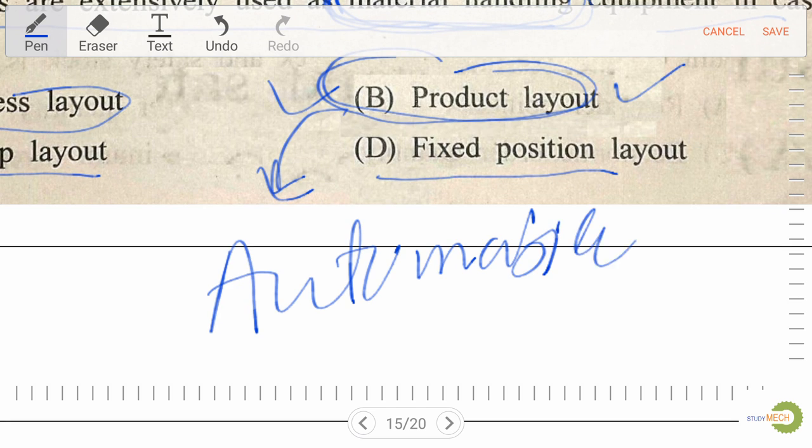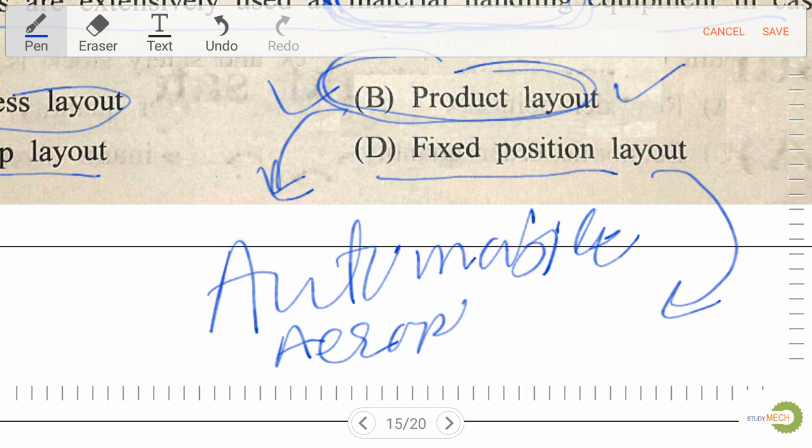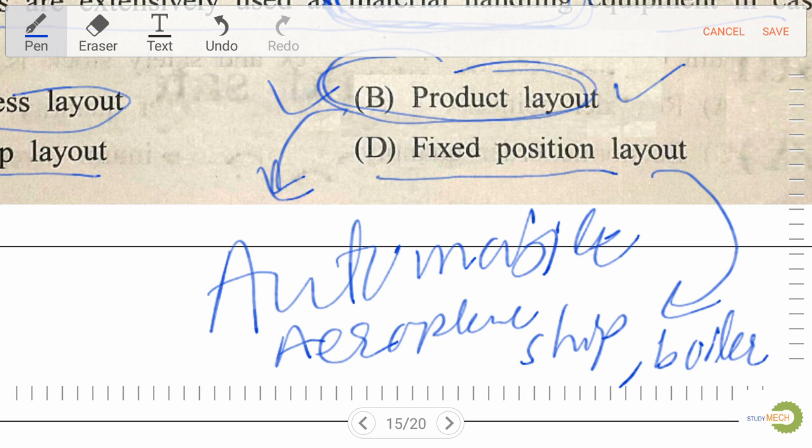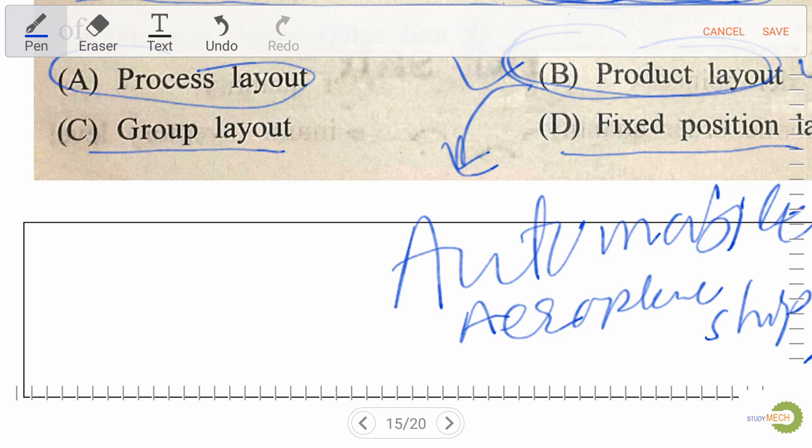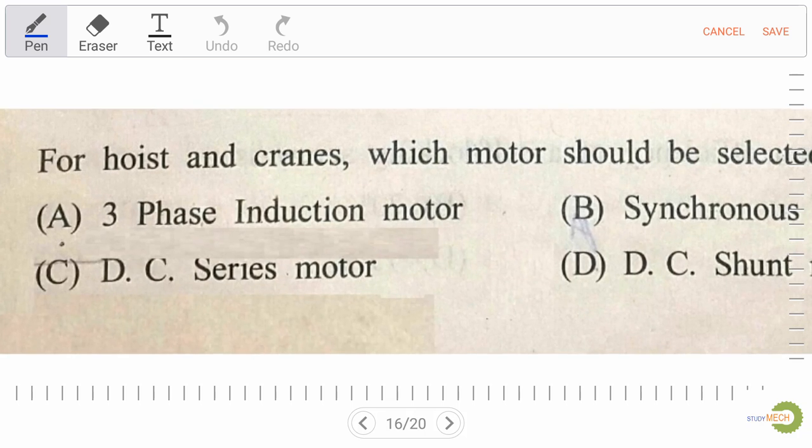Now the examples of fixed position layout are the construction of an aeroplane, ship, submarine and large boilers. These are examples of fixed position layout. And group layout is a combination of process layout and product layout. Now let's move to the next question.